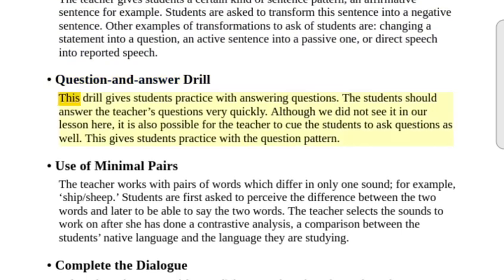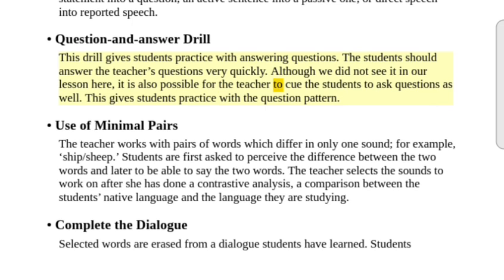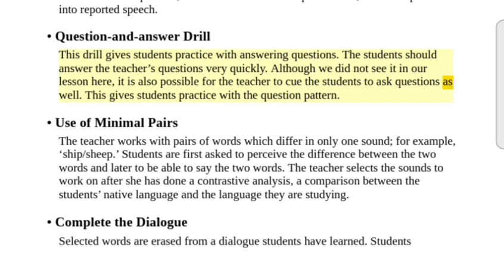Question and answer drill. This drill gives students practice with answering questions. The students should answer the teacher's questions very quickly. Although we did not see it in our lesson here, it is also possible for the teacher to cue the students to ask questions as well. This gives students practice with the question pattern.